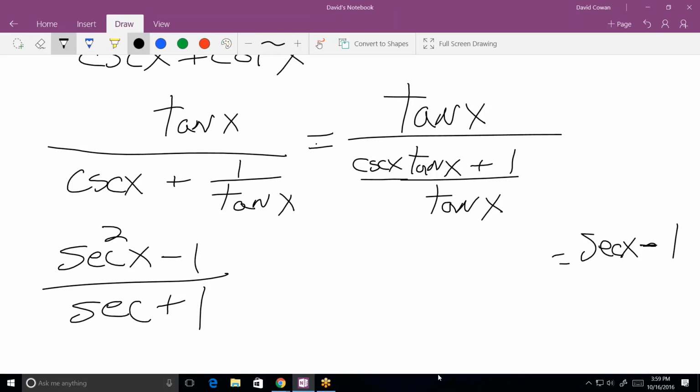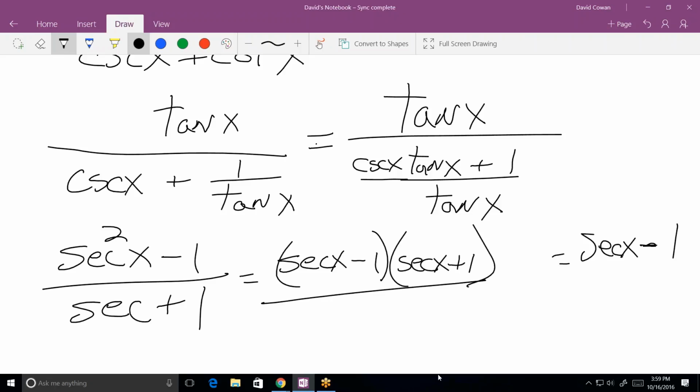However, what is the top? What does that look like? It'd be secant x minus 1 and secant x plus 1. Yes, always learn to recognize difference of perfect squares. Secant x minus 1 times secant x plus 1. Now see what's going to happen. You can cancel out the plus 1. And you're left with secant x minus 1 there.